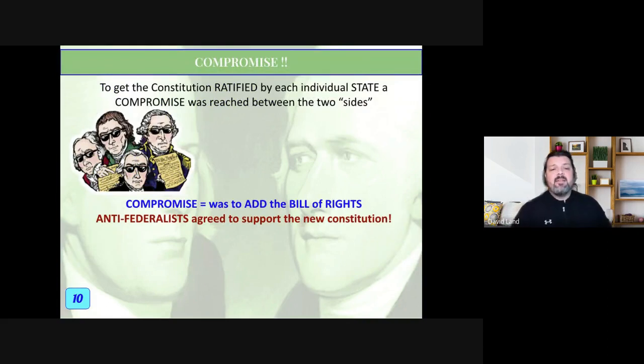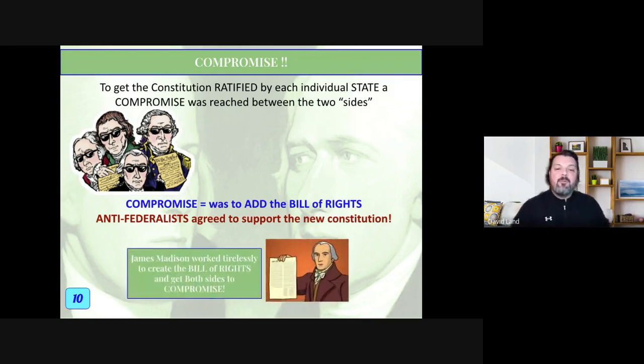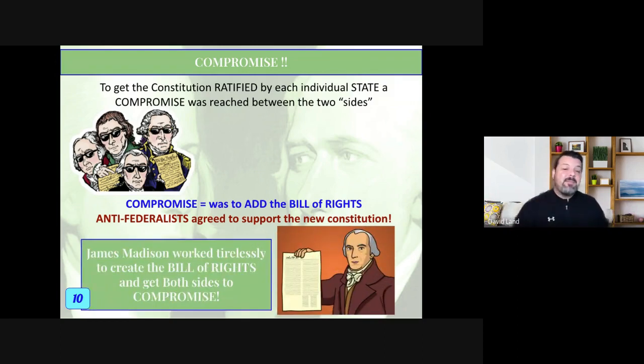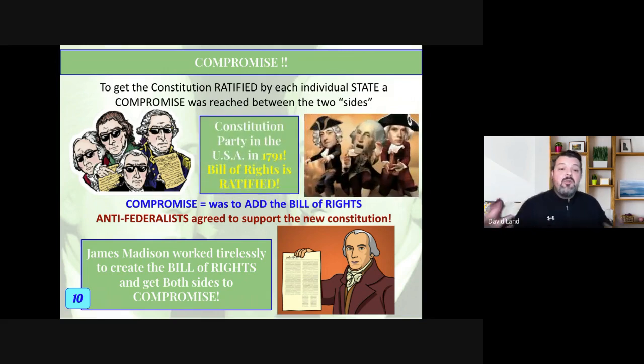So they had to compromise. And they do get a compromise. A compromise is when they agree. So they agree to add a Bill of Rights when James Madison steps in and says, I'll get it done. And he works to get a Bill of Rights, a list of rights, and he gets both sides to agree. So the Anti-Federalists do ratify the Constitution. So the Constitution is accepted by the delegates. By 1791, the Constitution is ratified by 9 states. And so by this time, it becomes the law of the land.